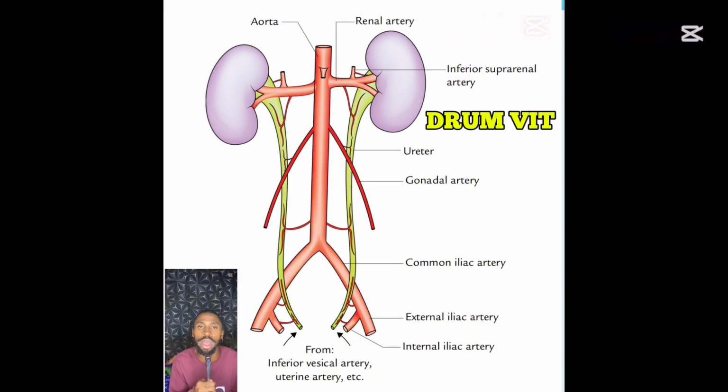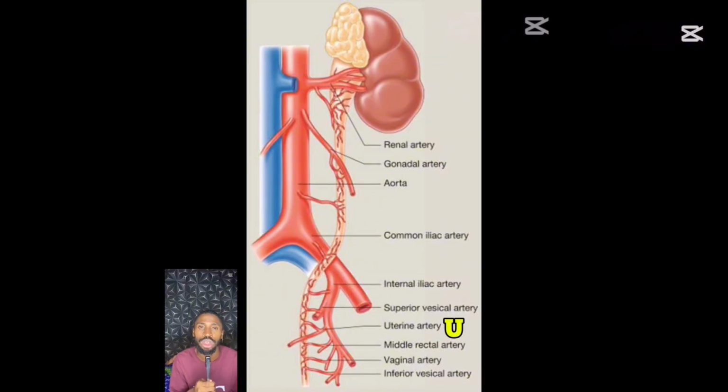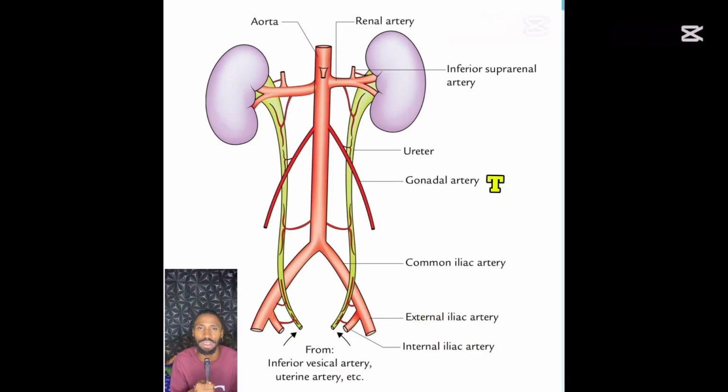DRUMVIT. D for direct branch from the aorta. R from the renal vessel. U from the uterine vessel. M for the medial rectal vessel. V, the vesical branches, which are the superior and inferior vesical vessels. T, which is the testicular or ovarian vessel. And I, which we skipped, is the internal iliac vessel.